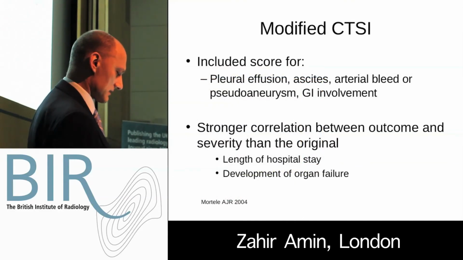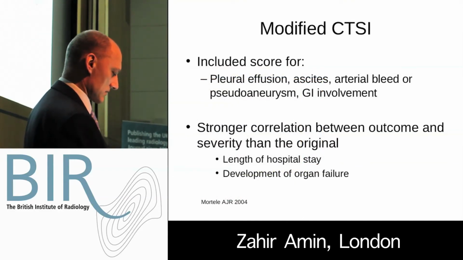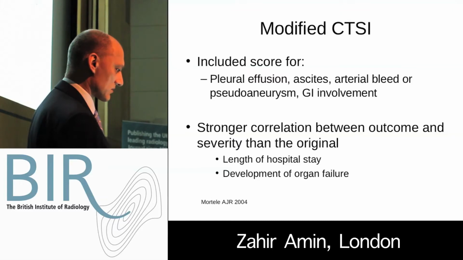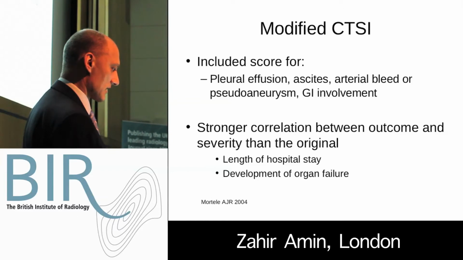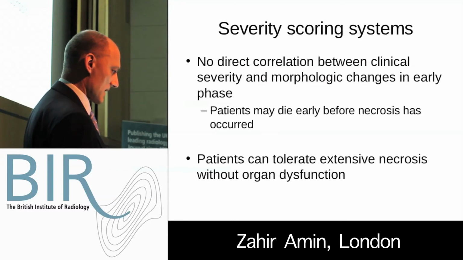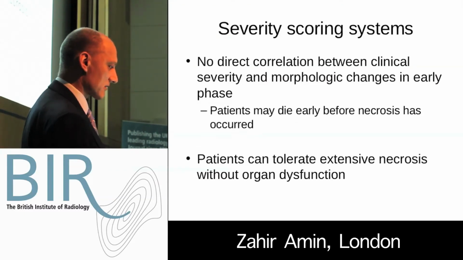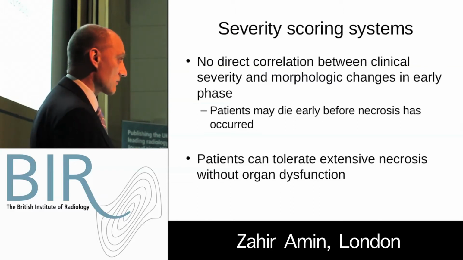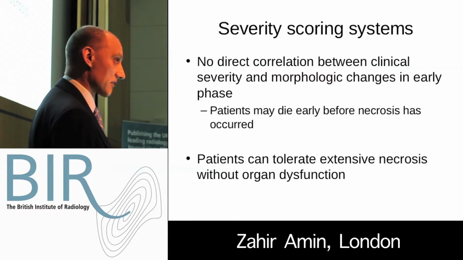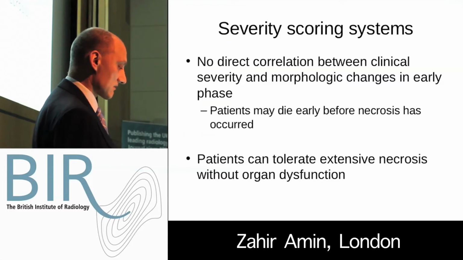There's a modified CT scoring system that was proposed in 2004, and that includes scores for fluid effusions, ascites, arterial bleeding, pseudoaneurysm, and also GI involvement. And this gives a stronger correlation between outcome and severity than the original description. But with the scoring system, you should remember that there's no direct correlation between clinical severity and morphological change in the pancreas in the early phase, and patients may die early on before necrosis has occurred. Conversely, some patients can tolerate quite extensive necrosis in the later phase without significant organ dysfunction.